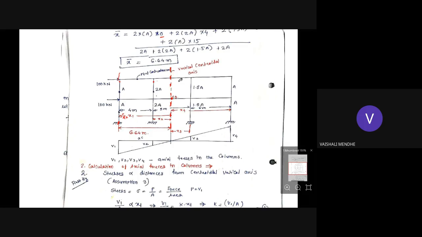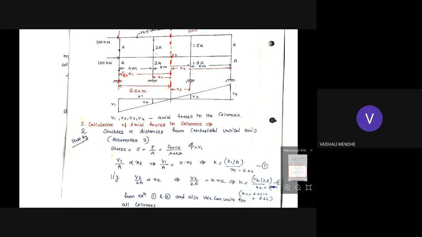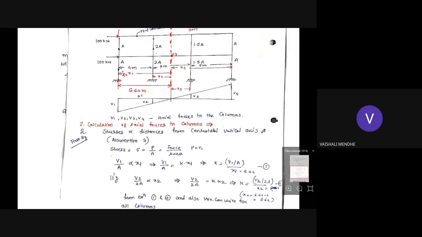Why you need this distance of each member from the centroidal vertical axis? Because we have to calculate the actual forces in the columns as per the assumption number 3. Okay. So what is your assumption 3? Your assumption 3 in the cantilever method is the stress is directly proportional to the distances from the centroidal vertical axis of the frame.